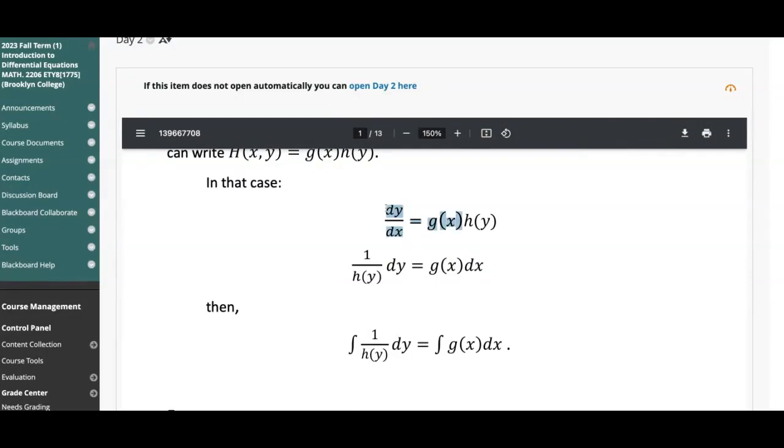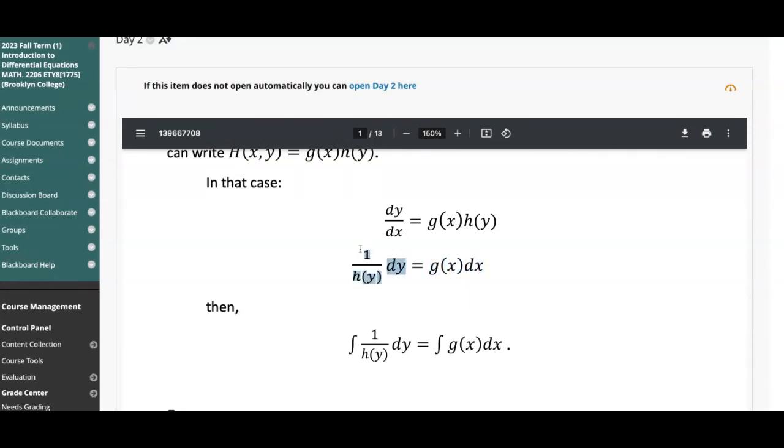So then what we can do, just as Ryan did, is divide by g of x. Of course, it cannot be 0, on both sides. Or in this case, we divide by h of y, because we want to leave dy on this side. We divide by h of y on both sides. So we have 1 over h of y dy. You see, this part is all in terms of y. Then we multiply dx on both sides. So we have g of x dx.